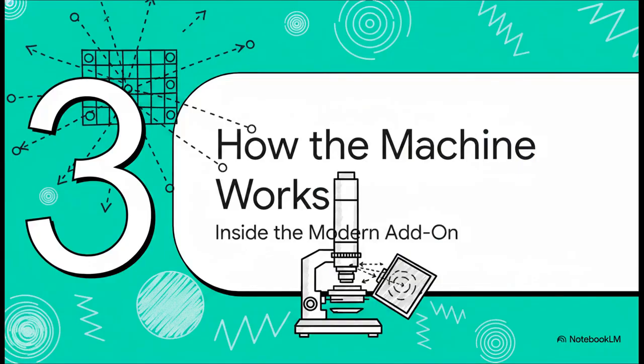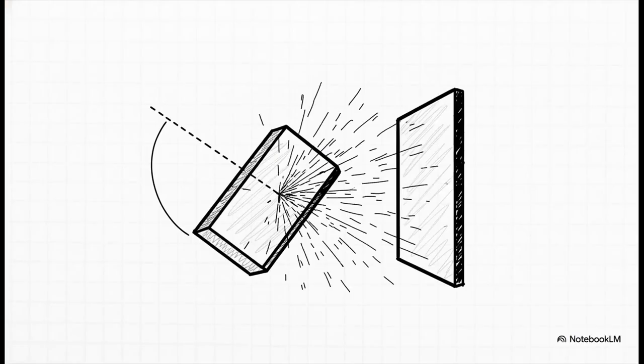Okay, part 3, how the machine works. Let's take a look inside the modern add-on. So how does an EBSD system actually operate inside a standard scanning electron microscope today? Well, it's essentially an incredibly sophisticated add-on. If you peek inside the vacuum chamber, the very first thing you'll notice is the geometry. It looks a bit wild. The sample is tilted to a really steep angle, right about 70 degrees, and it's facing directly toward a phosphorus screen. This steep tilt is absolutely crucial. It's what allows the backscattered electrons to actually escape the surface with enough energy to hit that screen.